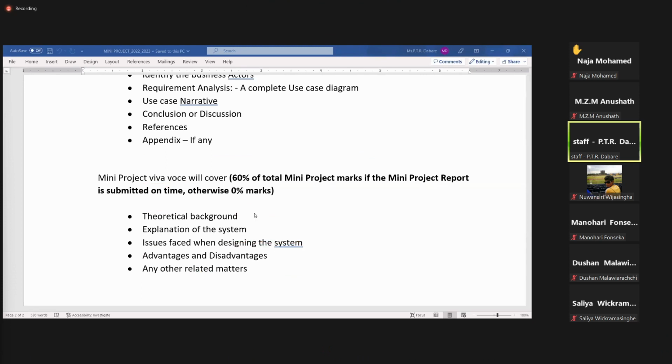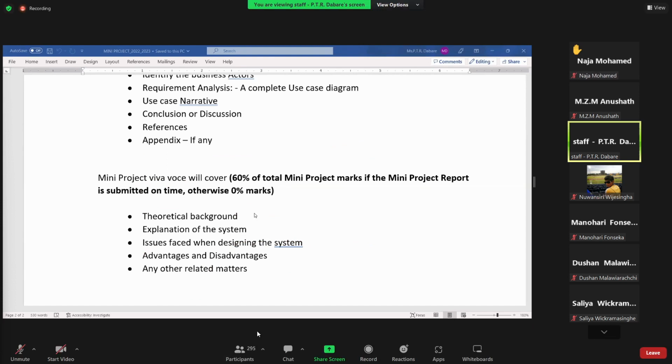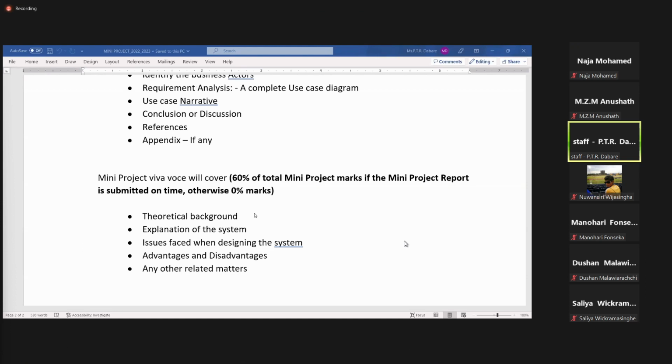Then the mini project Viva: what will be covered? 60 marks will be given for this, which is 60% of the total mini project marks, if the mini project report is submitted on time. Otherwise, 0 marks will be given. So for the mini project Viva, you will get 60%.